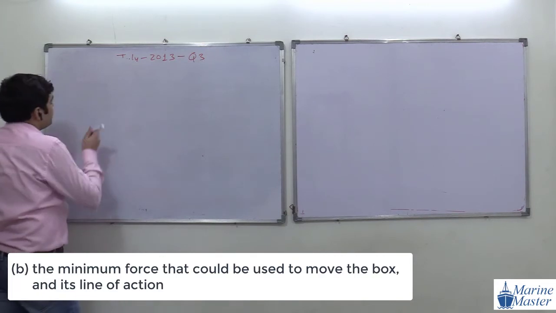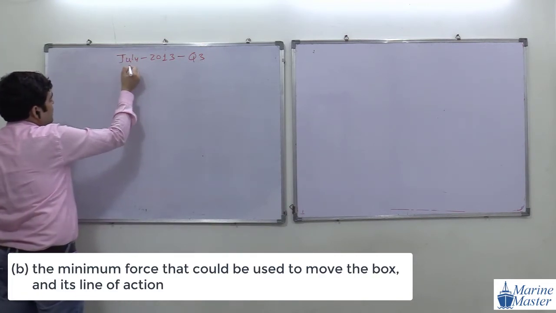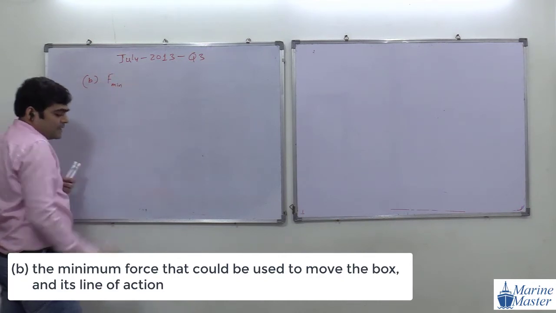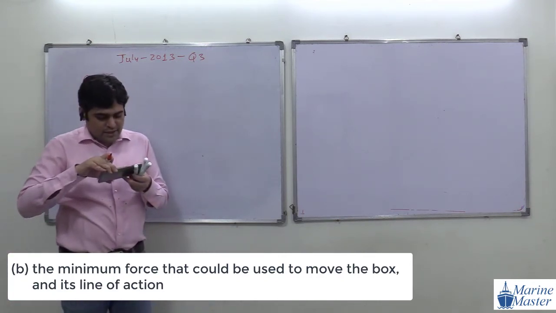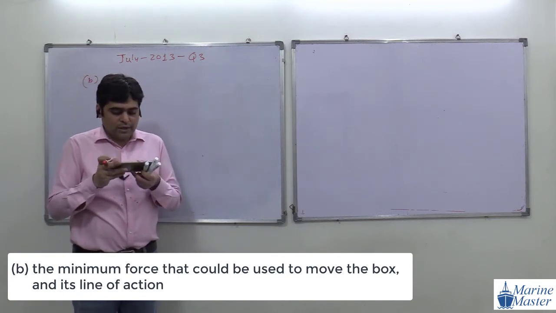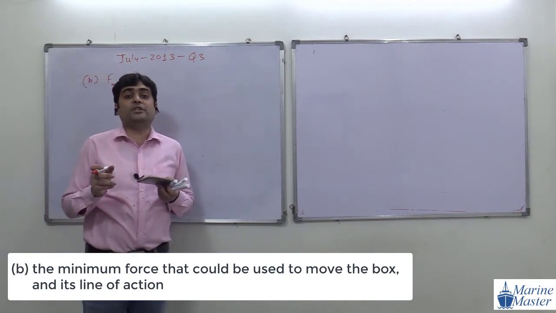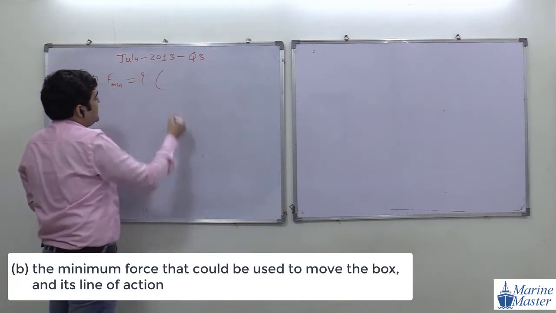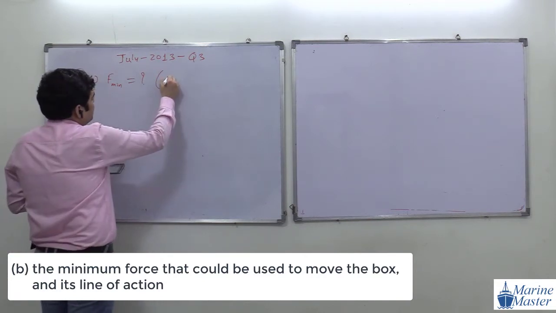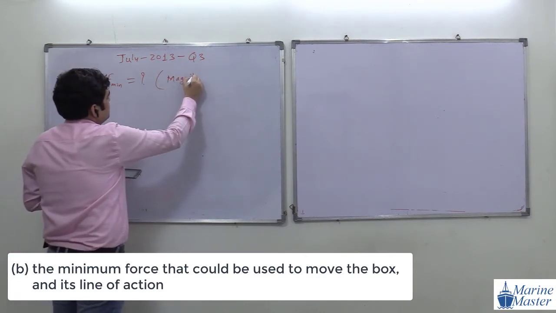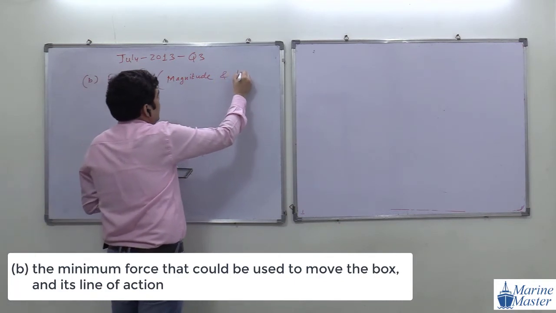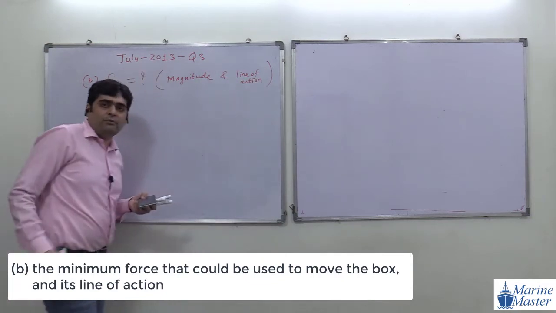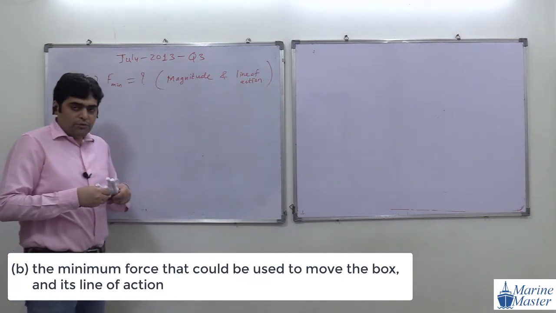In this question, in the B part, they are asking us for the minimum force, its value, and its line of action. What is meant by line of action? The meaning of the word line of action is direction. So indirectly they are asking us for magnitude and direction.